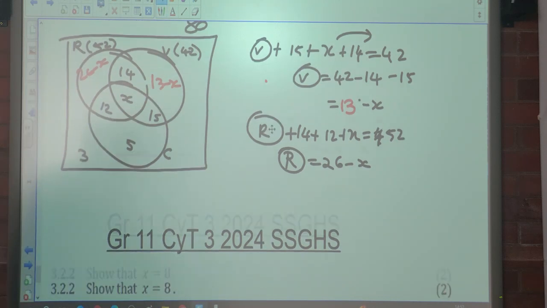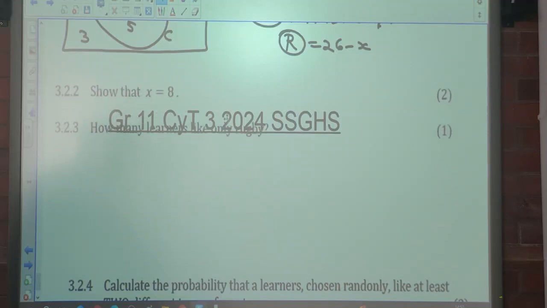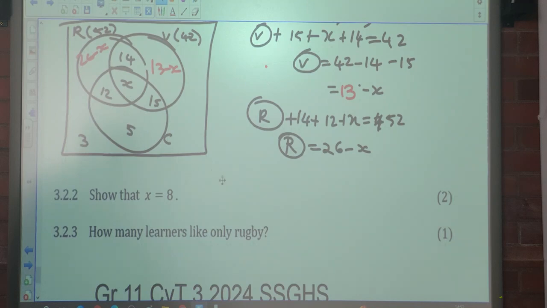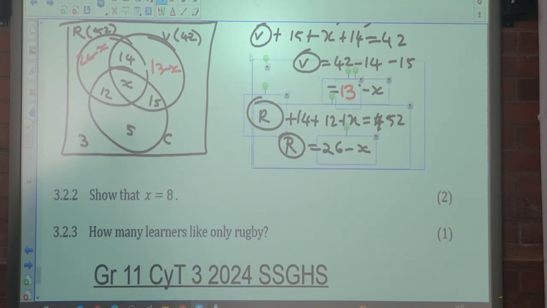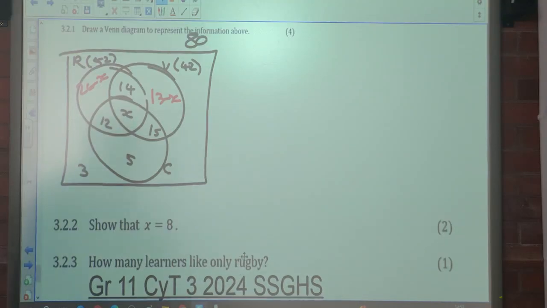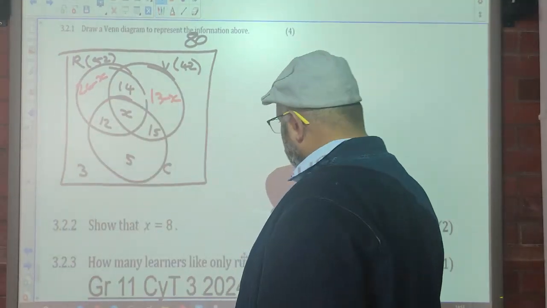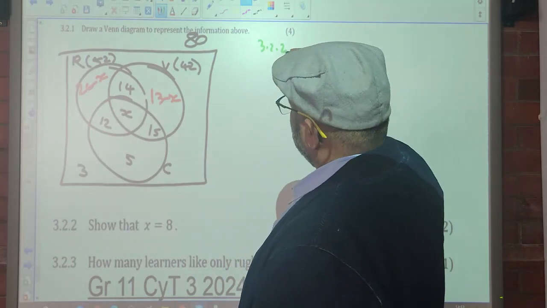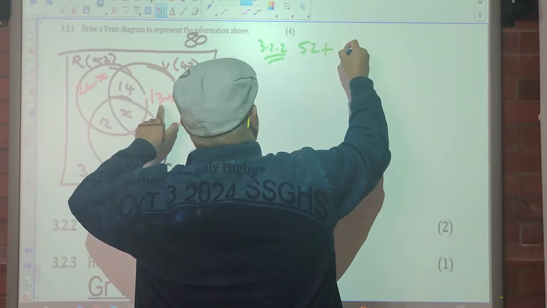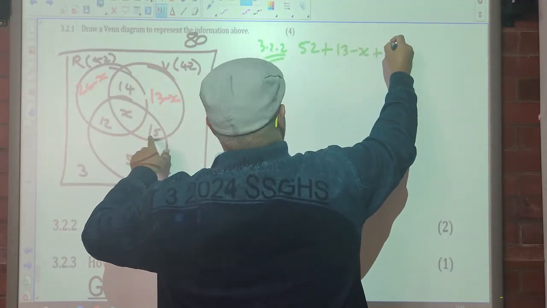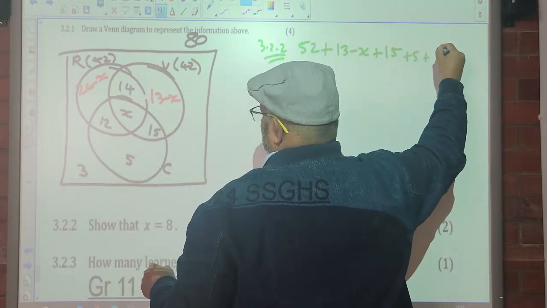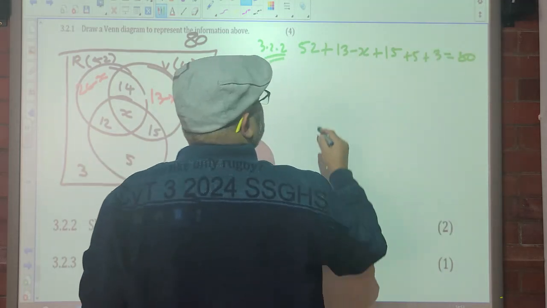Now the question says, show that x equals 8. What do I have to do here? You know that all these parts add up to 80. So all of these add up to 52 plus 13 minus x plus 15 plus 5 plus 3, which is equal to 80.